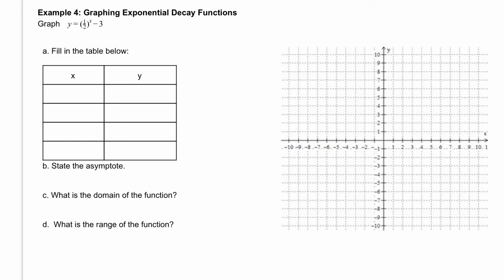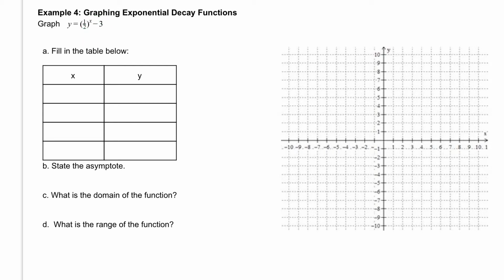In example 4, we're going to continue graphing exponential decay functions. If we look at our function, we have y equals 1/2 to the x minus 3. We can tell that this is a decay function because of our base, and that is less than 1 but greater than 0. And then the other thing we should notice on this one that wasn't on the other one is that we have this minus 3 on the outside.